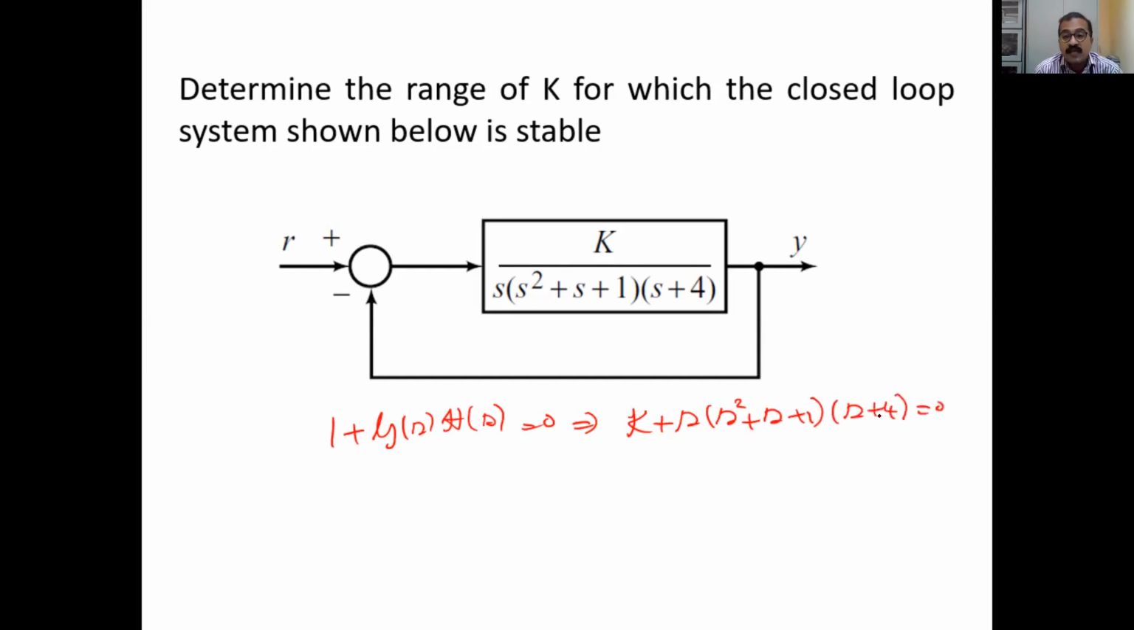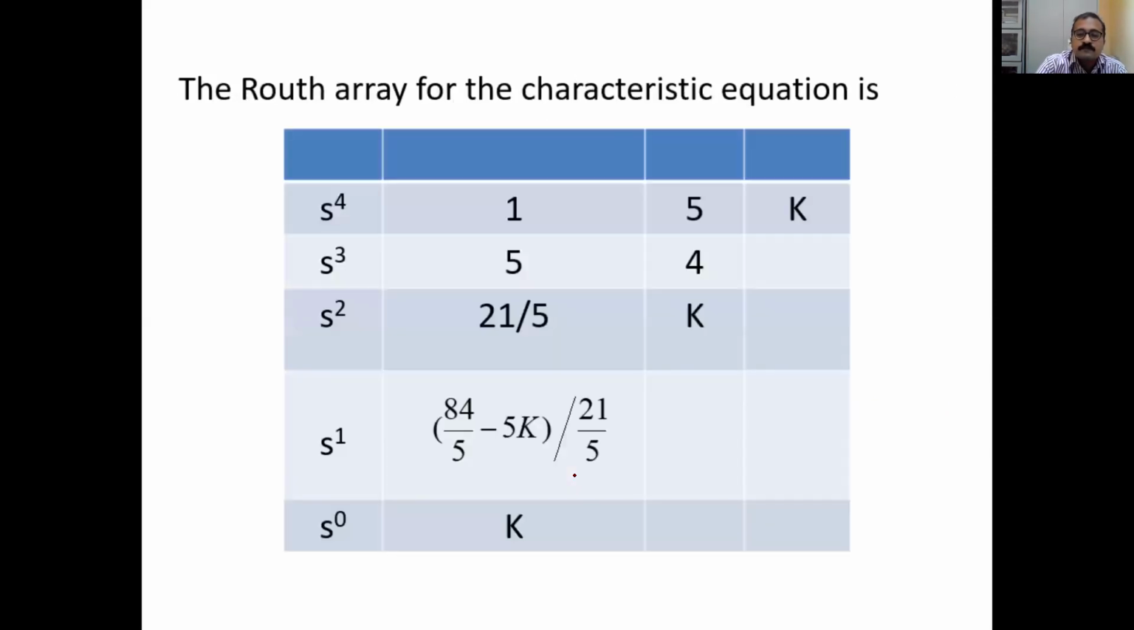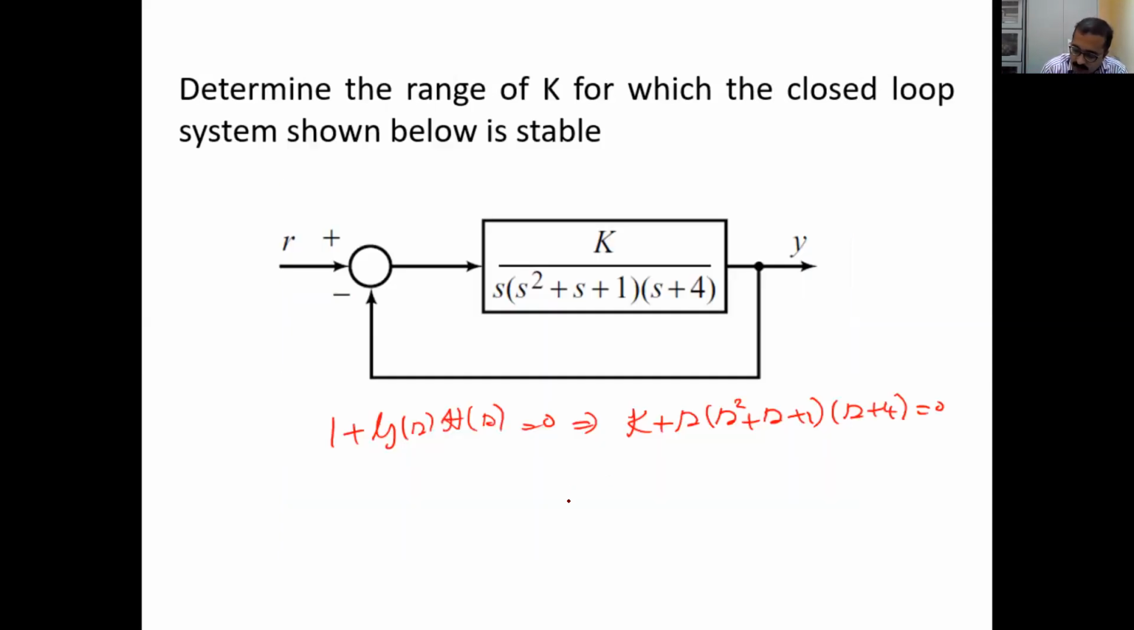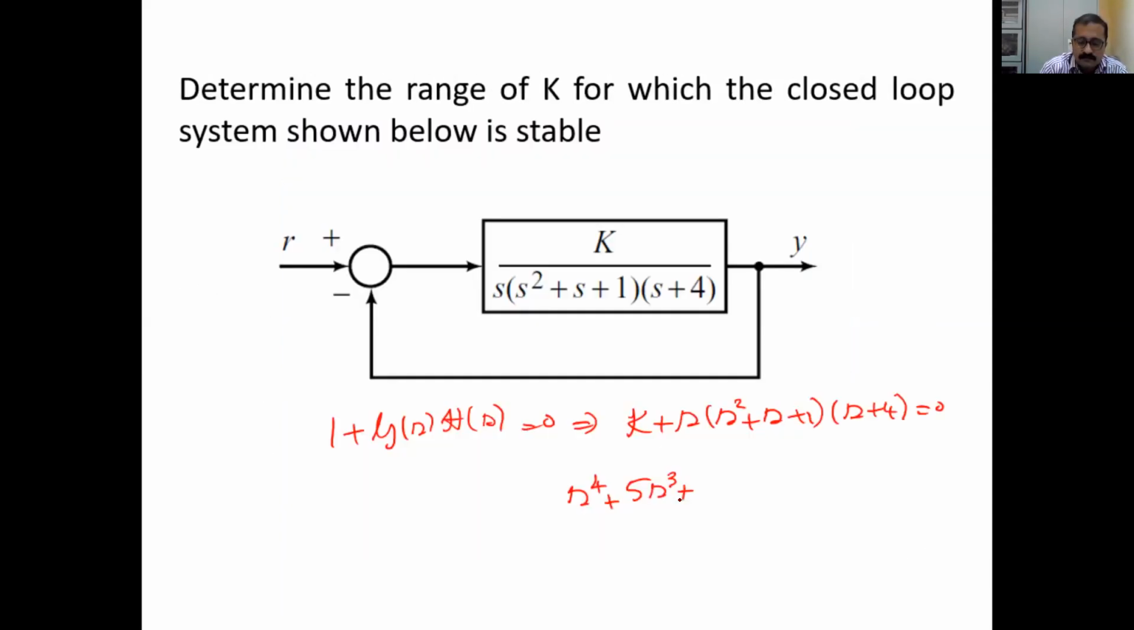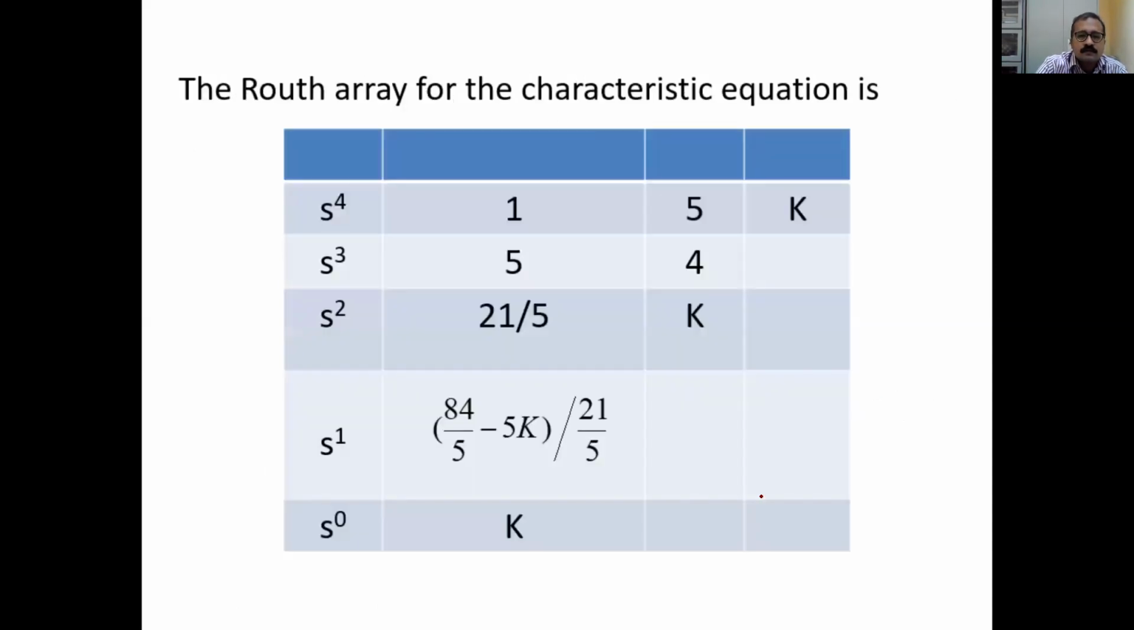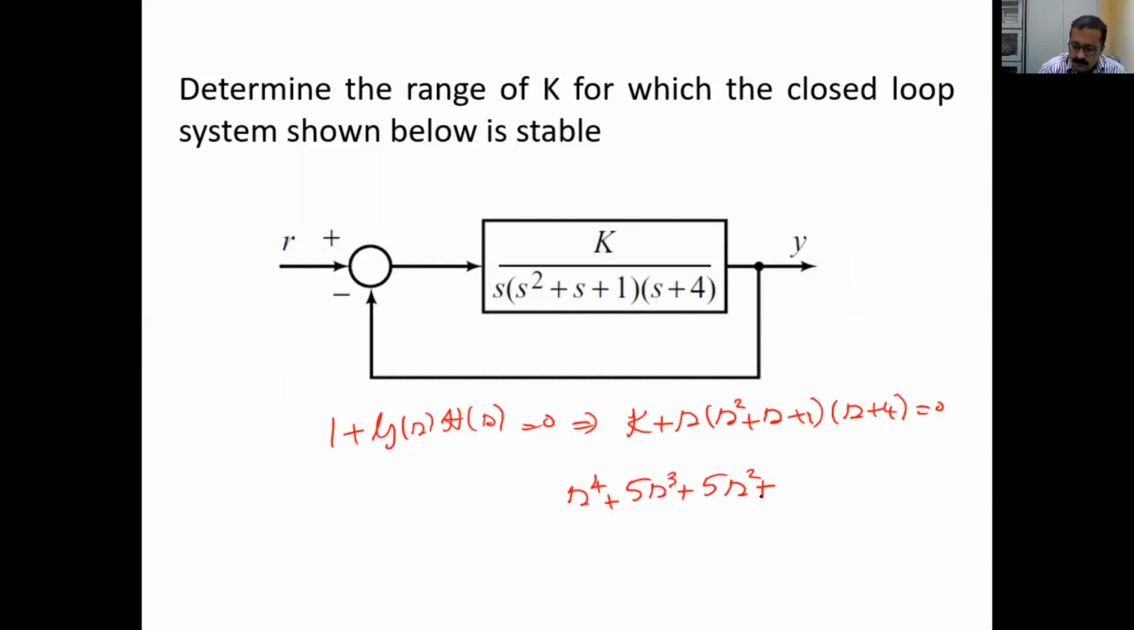Right? So what will be your characteristic equation? Your characteristic equation will be something like this: S raised to 4 plus 5s cubed plus 5s square plus 4s plus K equal to 0.